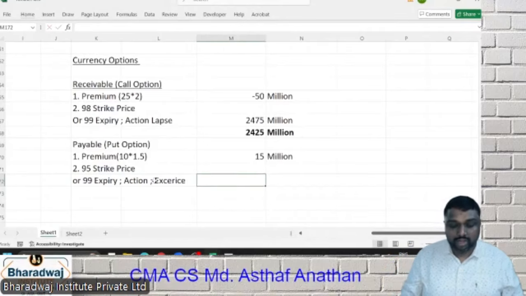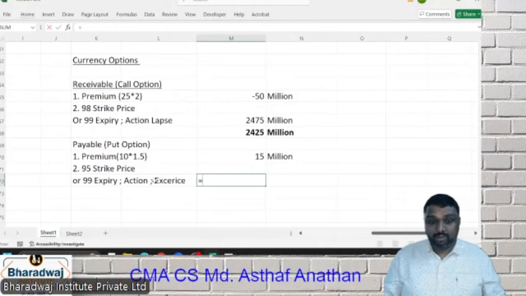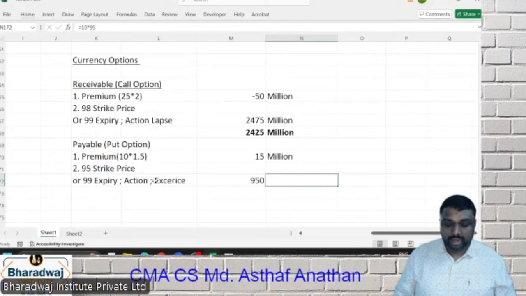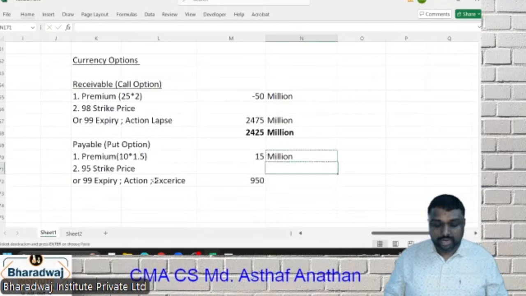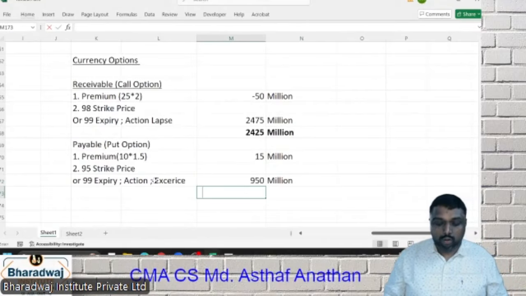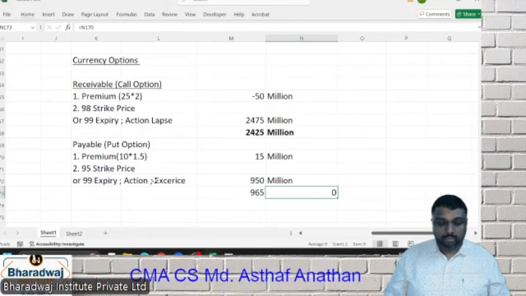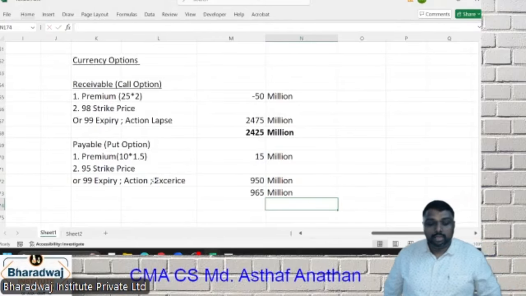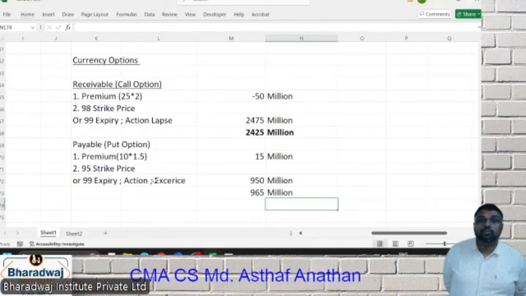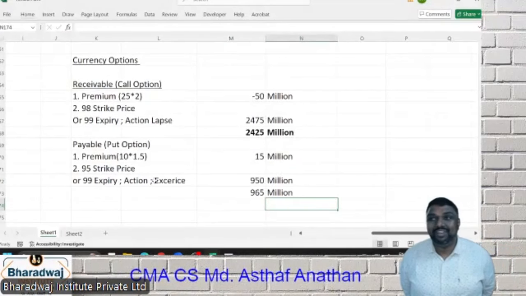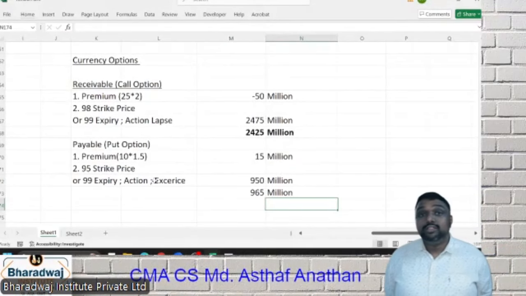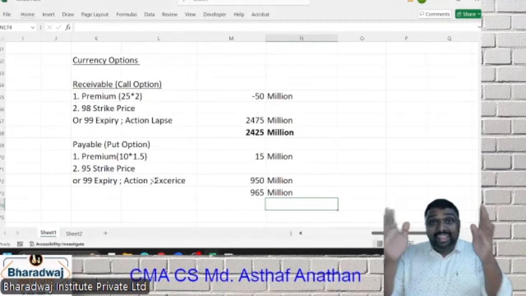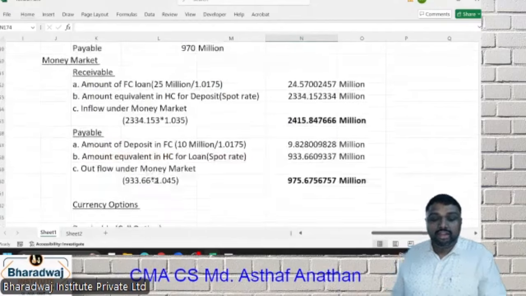Exercise. So when you are exercising, what will be the amount? Your amount is 10 into 95, so you will get 950 million. So what is the speciality here, friends? Both are outflow for you, so you have to add them, because for the put option also you have to pay the premium. Here you have payable. So both are outflow, you have to add it. So the amount will be 965.